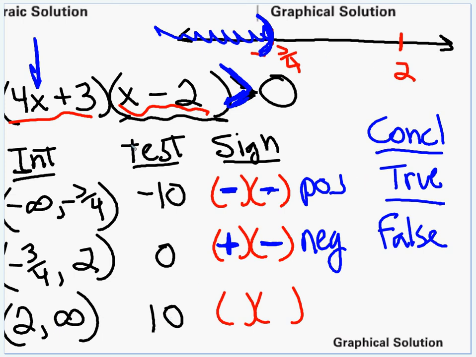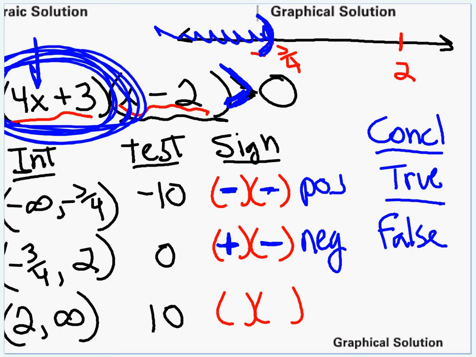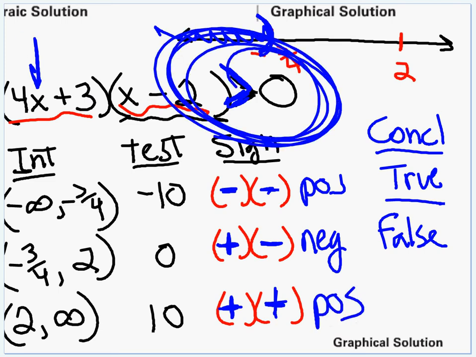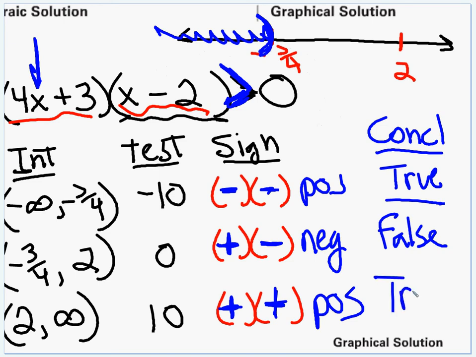Last up, 2 to infinity, we plug in a 10. 4 times 10 is 40. Plus 3 is a positive number. Put a 10 in here. 10 minus 2 is 8, positive 8. Positive times positive is positive. And positive numbers are greater than 0. So that is also going to be true. So we'll color in, parenthesis here at 2, and we head off to the right.